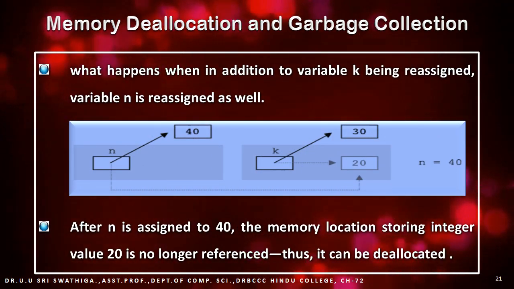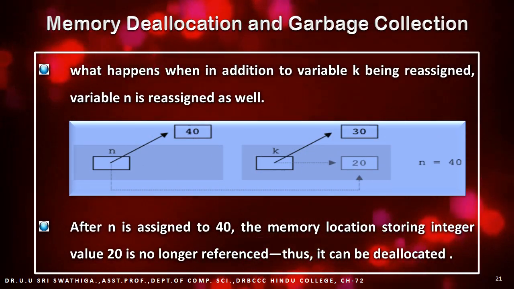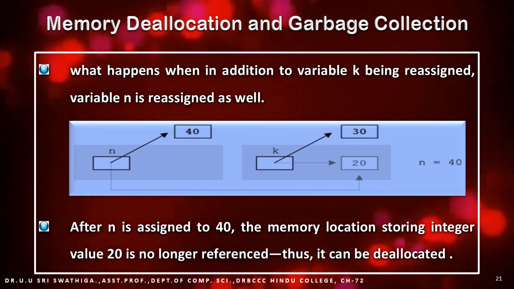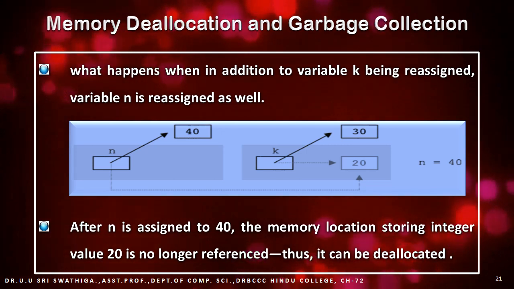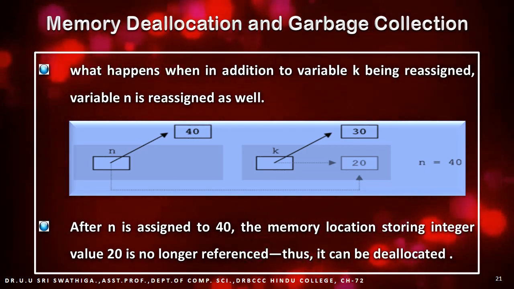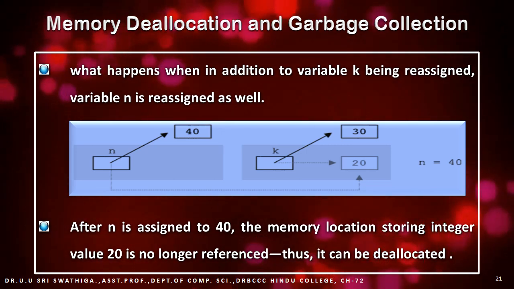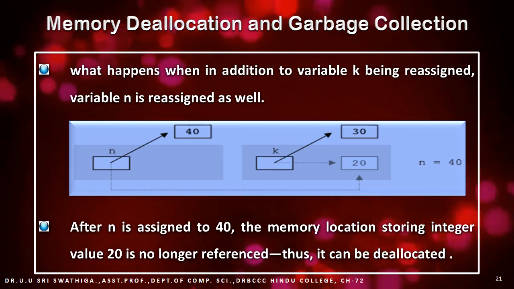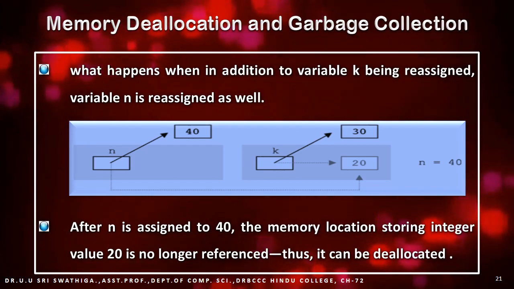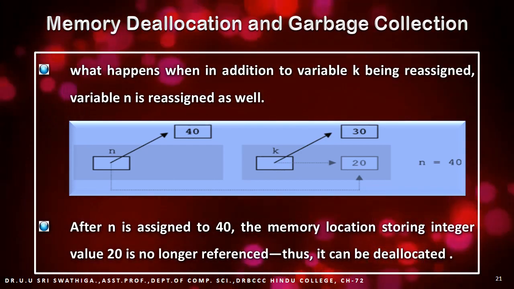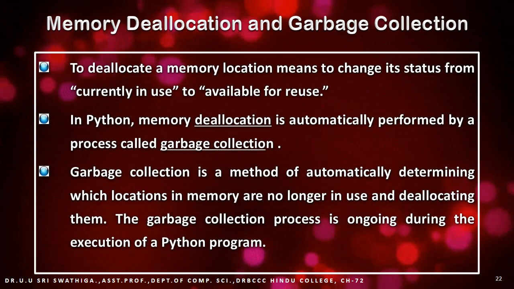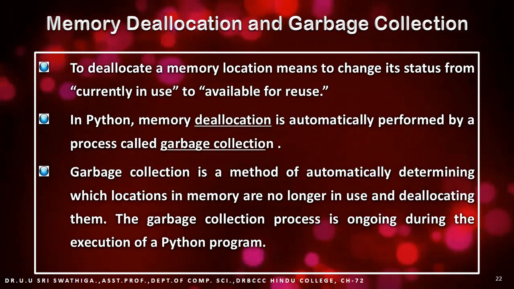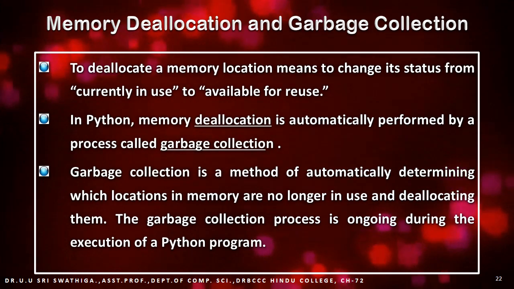Memory deallocation and garbage collection. Next we consider what happens when, in addition to variable k being reassigned, variable n is reassigned as well. The result is depicted in the figure. After n is assigned to 40, the memory location storing integer value 20 is no longer referenced, thus, it can be deallocated. To deallocate a memory location means to change its status from currently in use to available for reuse.